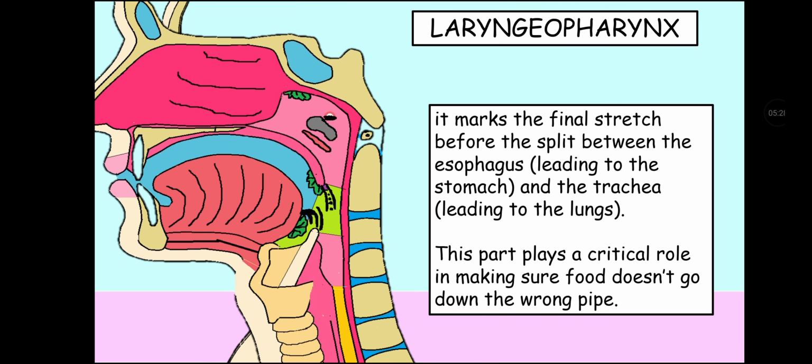It marks the final stretch before its split between the esophagus that leads to the stomach and the trachea that leads to the lung. This part plays a critical role in making sure that food doesn't go down the wrong pipe.